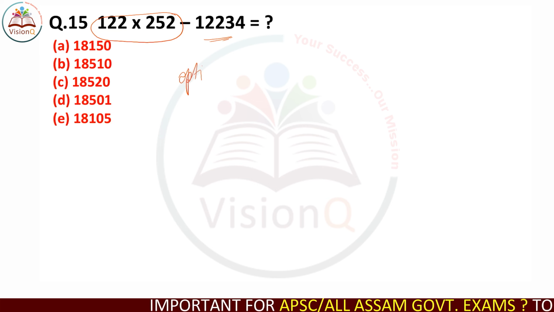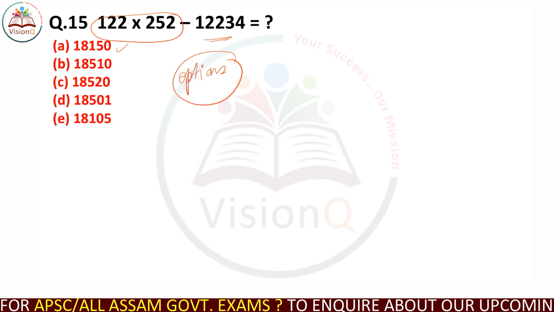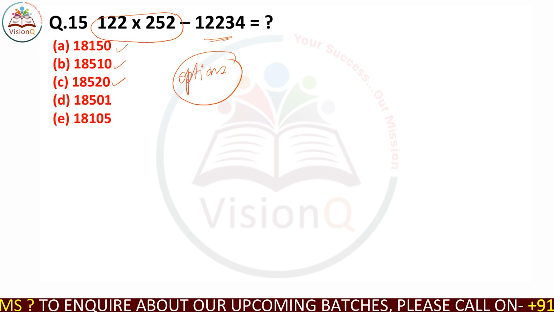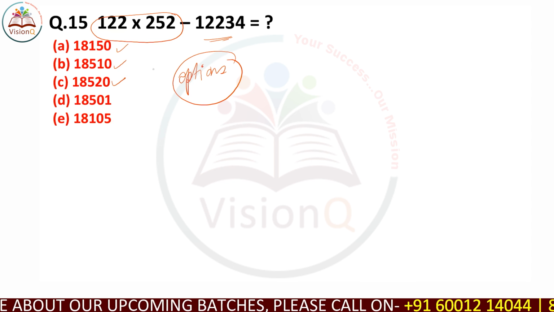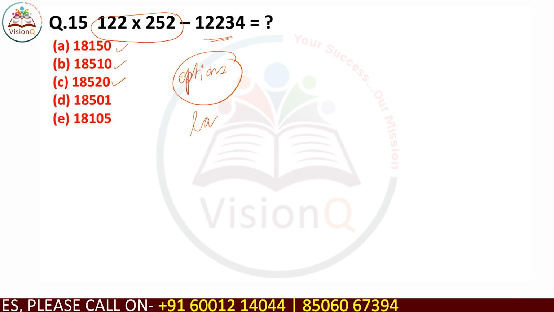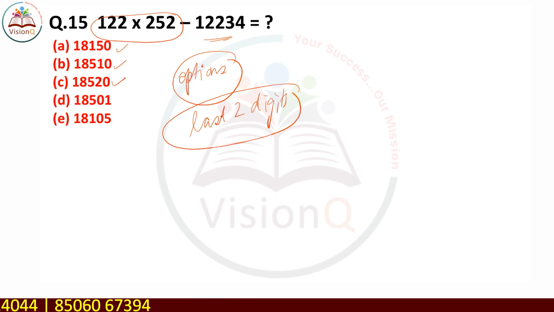Take the hint from the options. Now if I see the options here, 0 is in 3 options. So the question cannot be solved using the concept of the last digit. But the question can be solved using the concept of the last 2 digits, in this question number 15, because the last 2 digits are different in all the options.